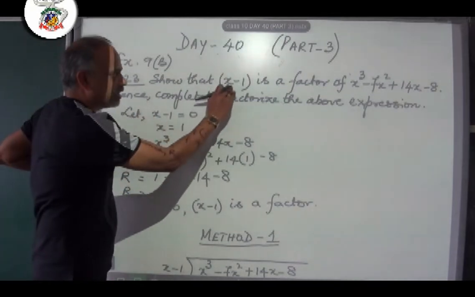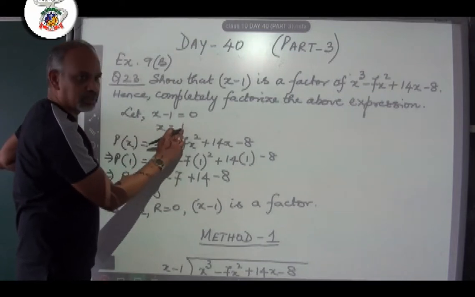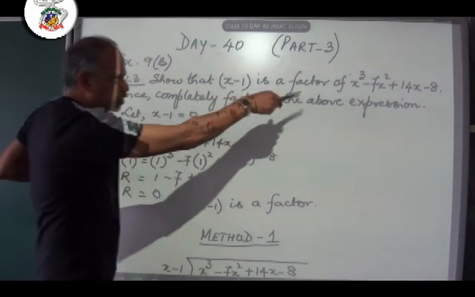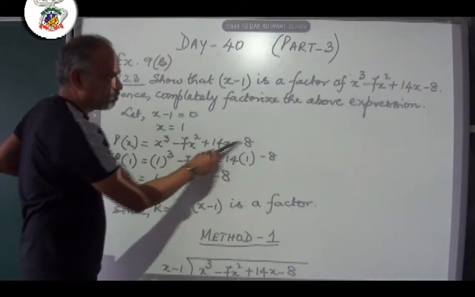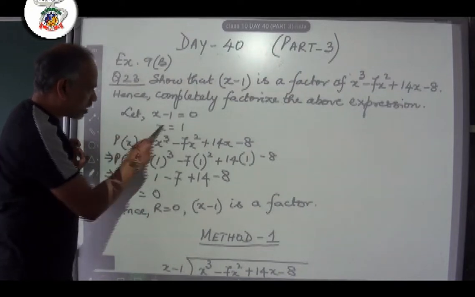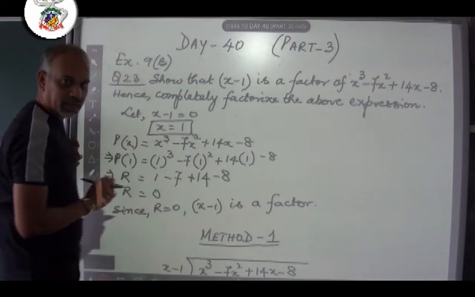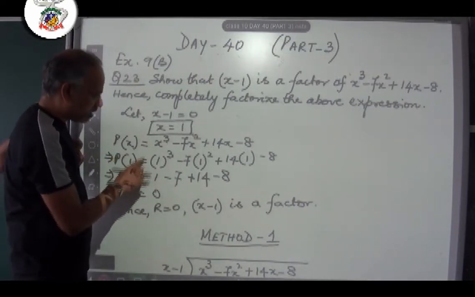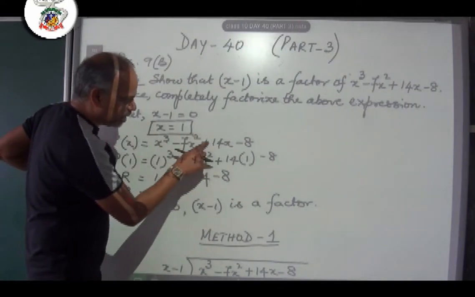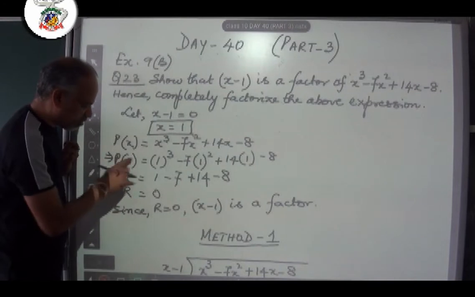You start off with x minus 1 equal to 0. The 1 goes that side, x becomes plus 1. And the polynomial p of x is x cubed minus 7x squared plus 14x minus 8. Now substitute the value of x. In this case, x is 1. So substitute the x value here. You get p of 1 is equal to 1 cubed minus 7 multiplied with 1 squared plus 14 with 1 minus 8. This should give you the remainder.